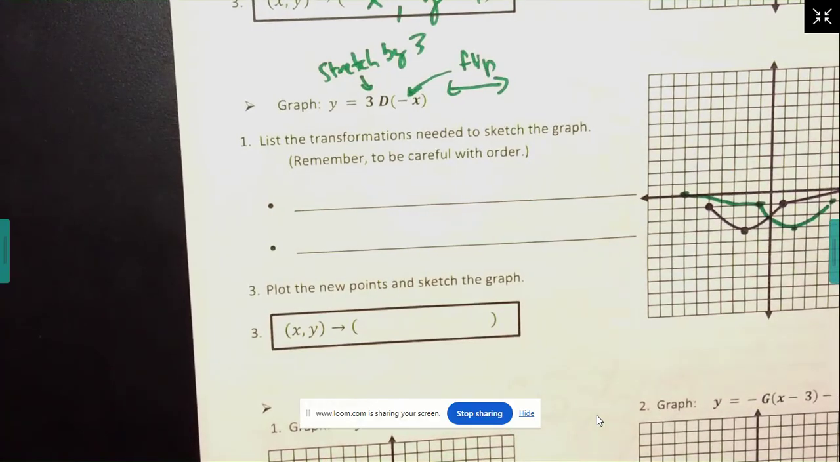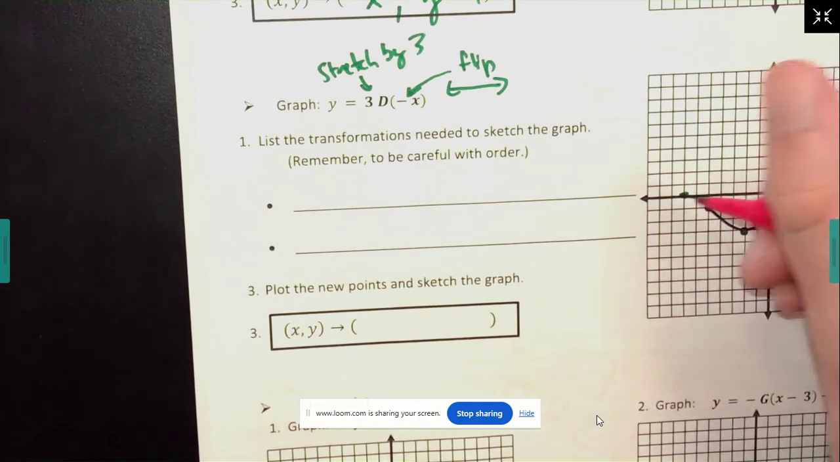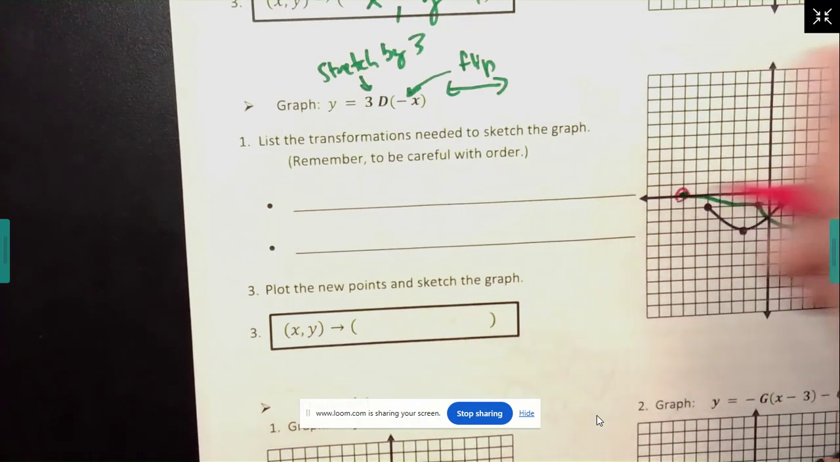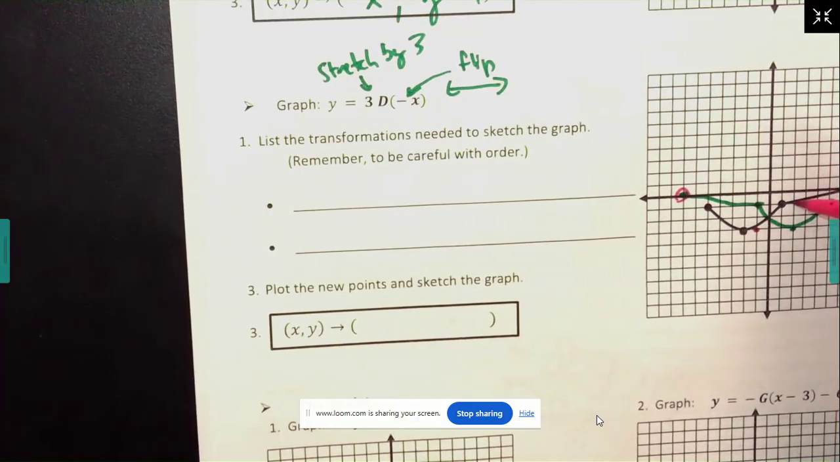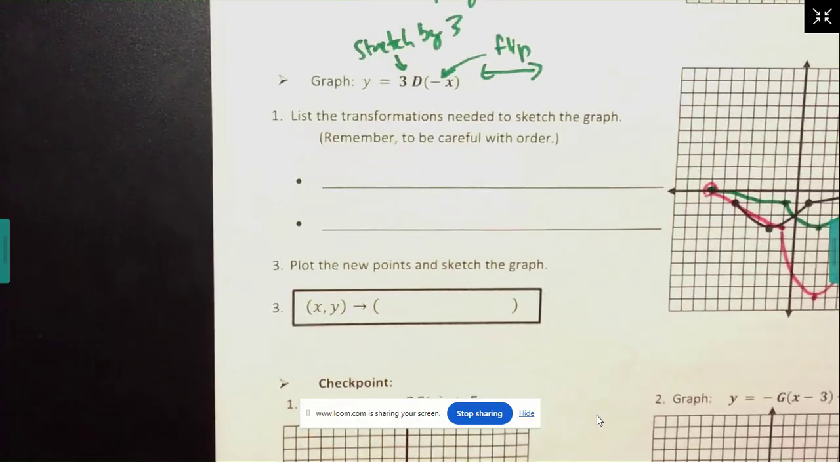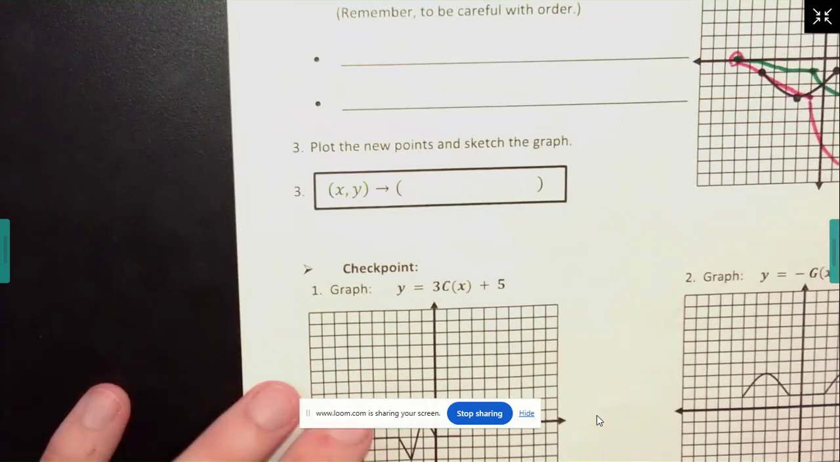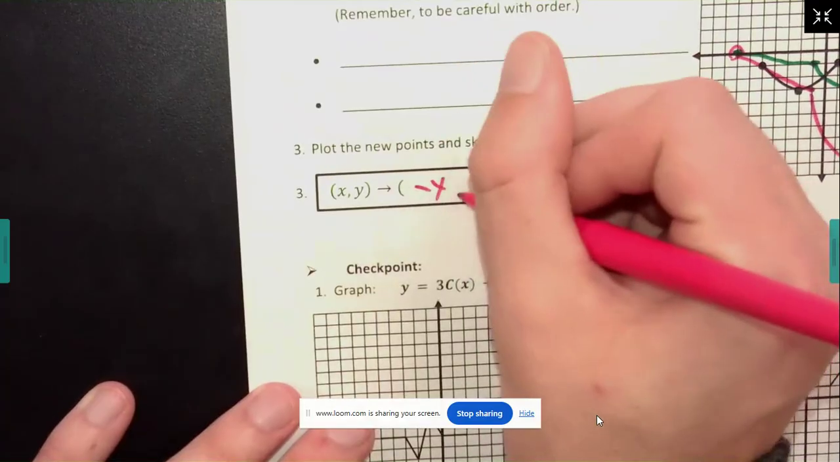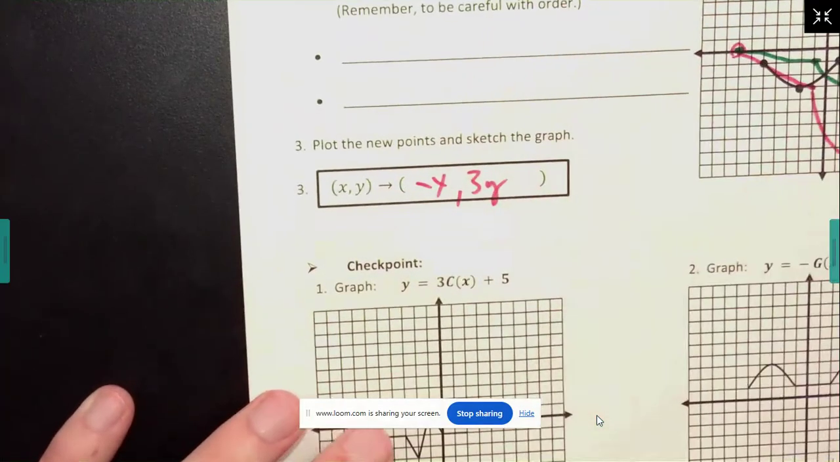Now I need to stretch it by 3. So it stays there because that's 0. And I'll triple up the y values. So negative 3 times 3 becomes negative 9. And negative 1 becomes negative 3. And I'm left with a graph that looks like that. Okay? So we flipped our x's, and we stretched it vertically by 3.